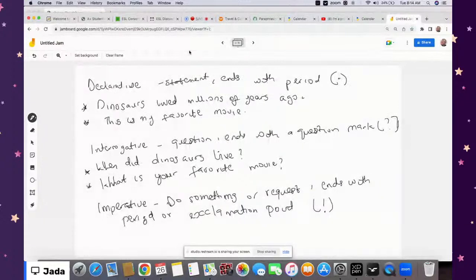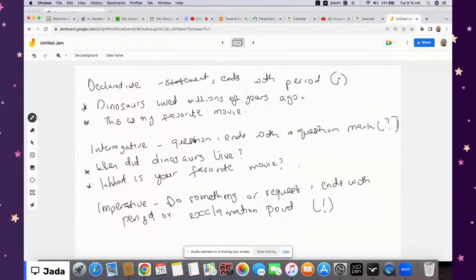Okay, so again, we will just go over what I have written before we move on to some questions. First we have declarative sentence, and it's a statement. It tells us something. It ends with a period. Period is just the dot. You know that. So dinosaurs lived millions of years ago. That's just you making a statement about dinosaurs, telling us something that we obviously do not know. So this is my favorite movie. Telling us about your movie, we do not know that, right?